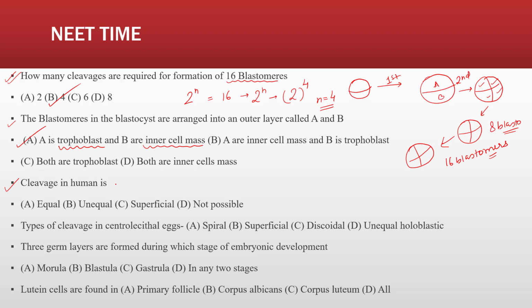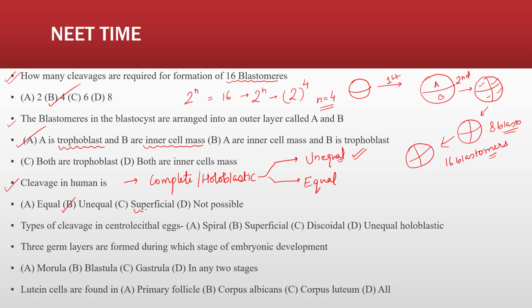Third question: the type of cleavage in humans is complete, or holoblastic cleavage, which is further divided into equal holoblastic and unequal holoblastic. This is basically based on the distribution of yolk. So in case of humans, we have unequal holoblastic cleavage, or unequal complete cleavage. So the answer is unequal.